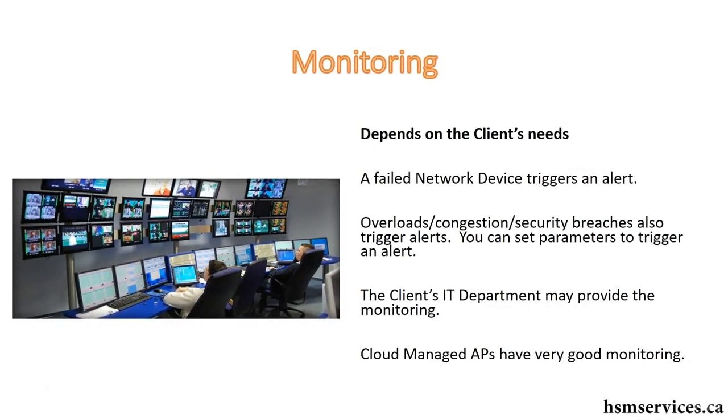We also need to talk about monitoring the system. So depends on what the client wants. A network device that fails will trigger an alert. There's many programs that can be set up to do that. You can also trigger alerts when you have an overload or congestion or a security breach, and these alerts have different parameters that can trigger them.